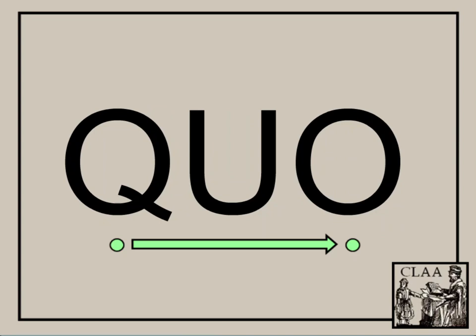Now let's read a syllable that begins with ku, continues with u, and ends with o. Point to the green dot under the consonant ku and we'll begin. Kuo, kuo, kuo.